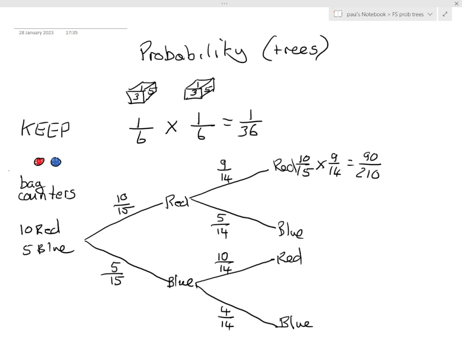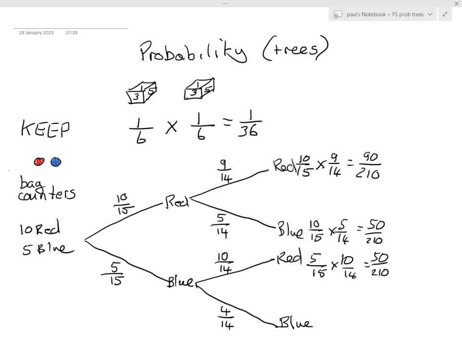Now, the probability of getting a red followed by a blue will be 10 over 15 times 5 over 14. So that will be 50 out of 210. And a blue followed by a red will be 5 over 15 times 10 over 14, which again is equal to 50 over 210. And these two middle ones, whether it be red blue or blue red, are always the same. Doesn't matter how many we've got.